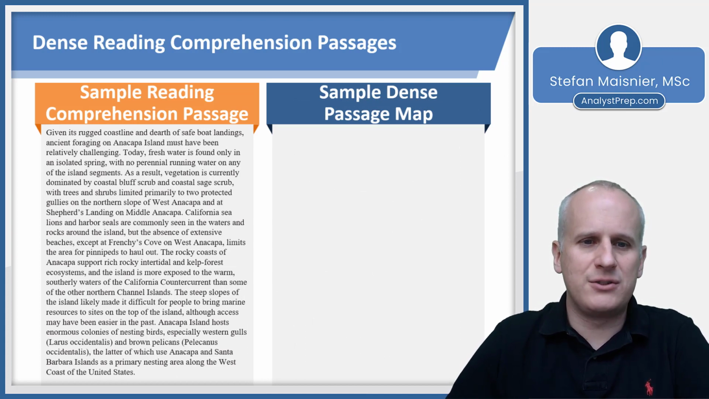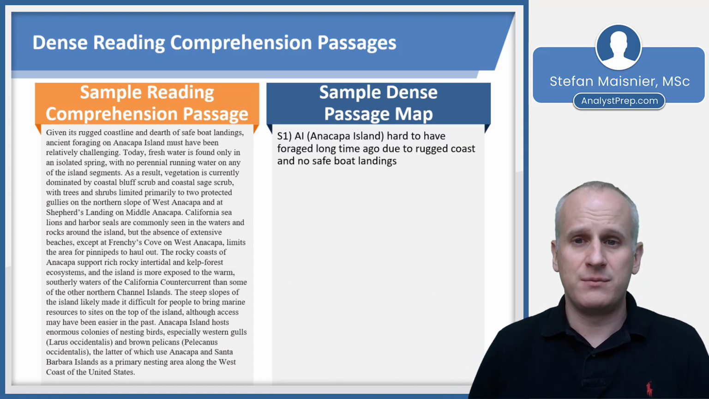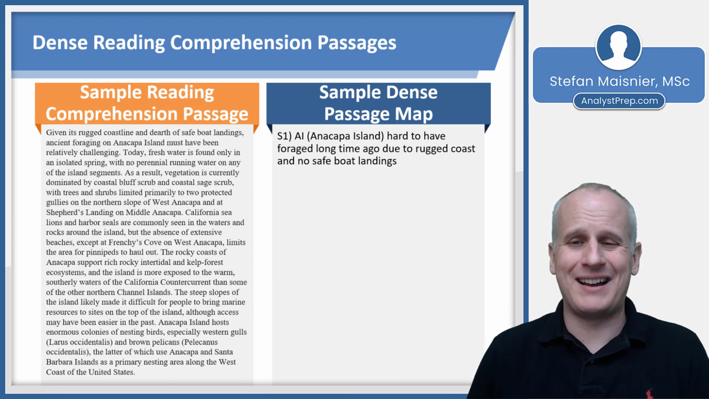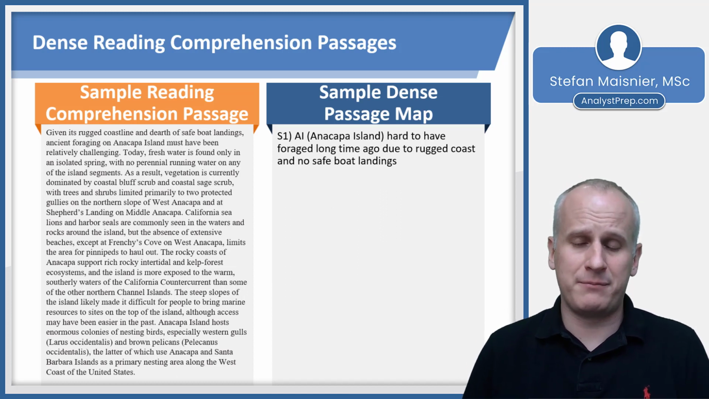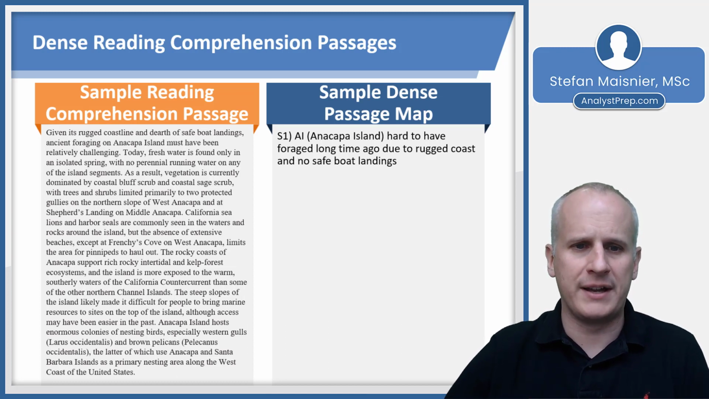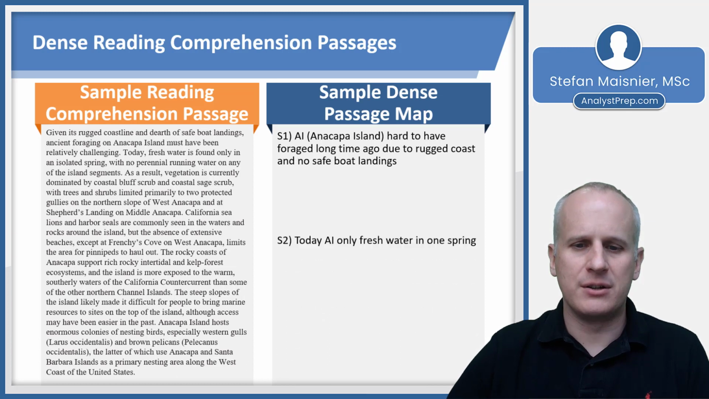So, given its rugged coastline and dearth of safe boat landings, ancient foraging on Anacapa Island must have been relatively challenging. So we just say, for sentence 1, AI, which is how we're going to shorthand Anacapa Island every time, is going to have been hard to forage a long time ago due to rugged coast and no safe boat landings. Then, today, fresh water is found only in an isolated spring with no perennial running water on any of the island segments. So, sentence 2, today, AI, only fresh water in one spring.